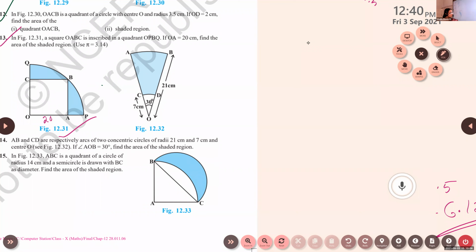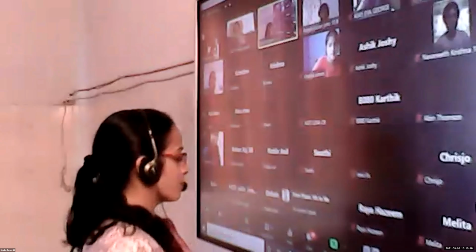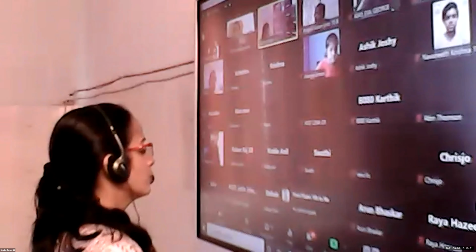Okay, children, you complete that. From the quadrant, subtract the square. Nihal has a problem that he cannot turn on his mic. You ask anyone to send you a copy and you try to do that. If you have doubts, we will explain or do such problems during revision time. If you understand today's problem, you can do that. Okay.